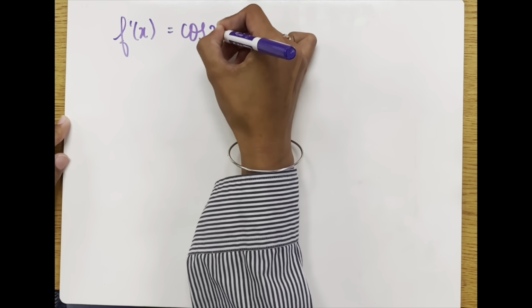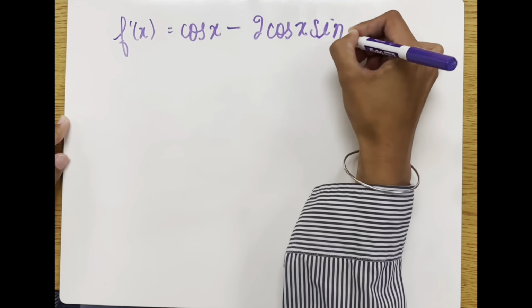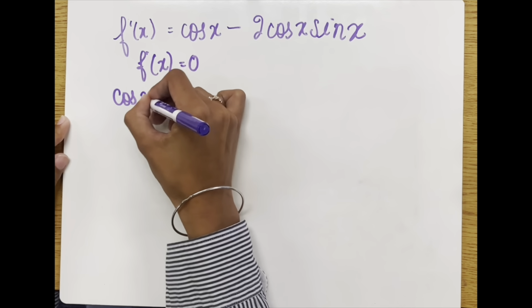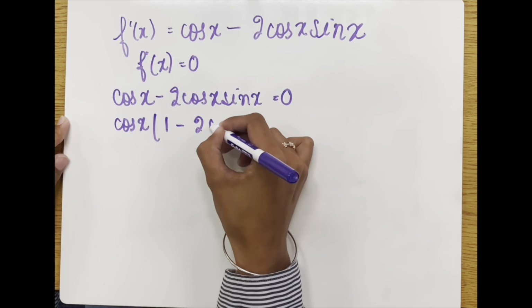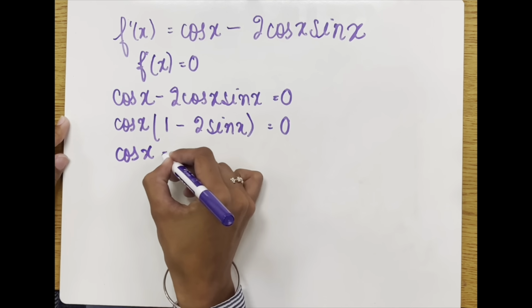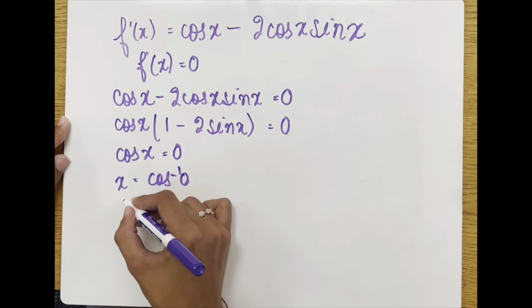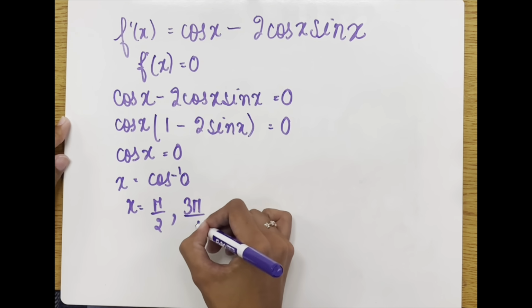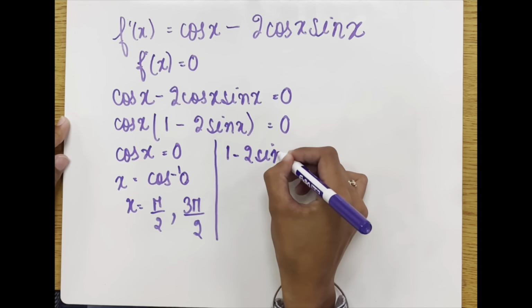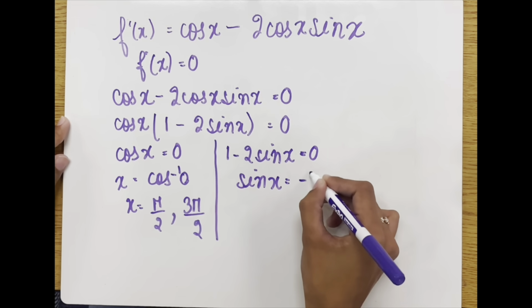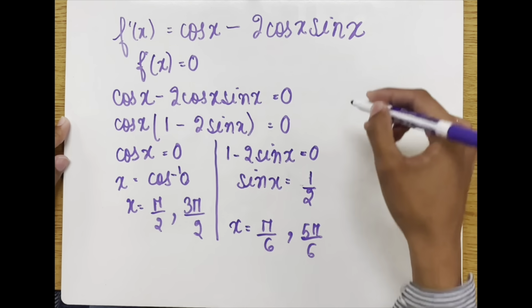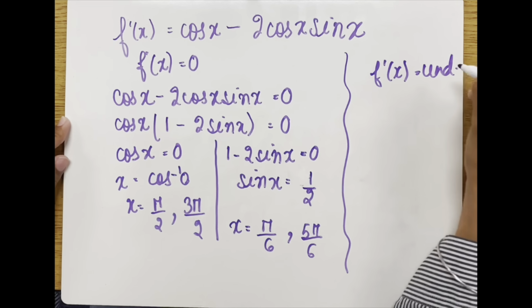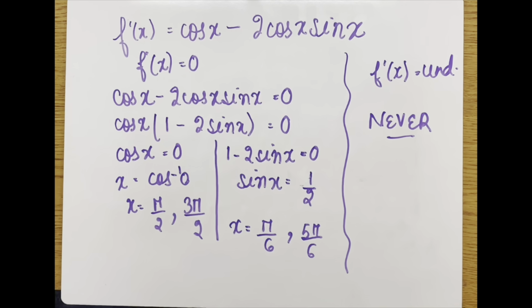Now find the critical numbers of the function, where f prime of x equals 0 or is undefined. So we set the derivative equal to 0 and x comes out to be pi over 2 and 3 pi over 2, and also pi over 6 and 5 pi over 6. And f prime of x is never undefined.